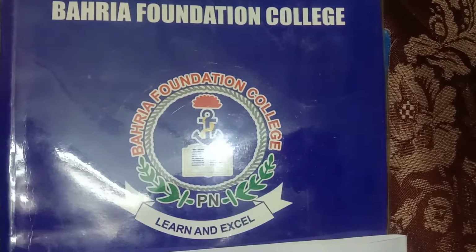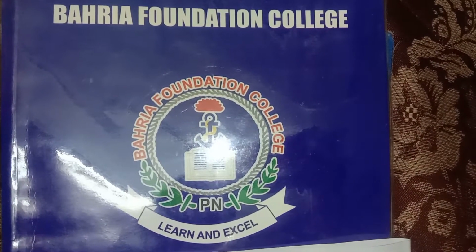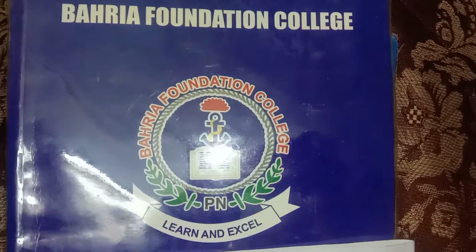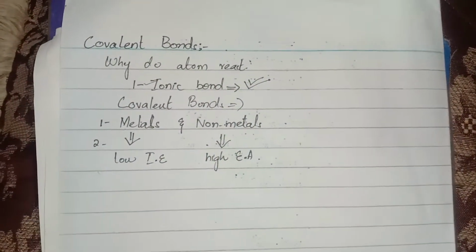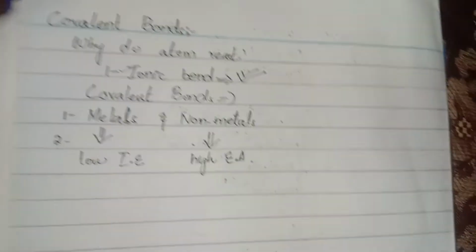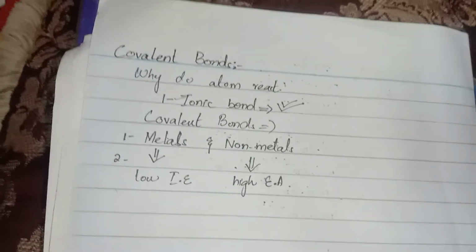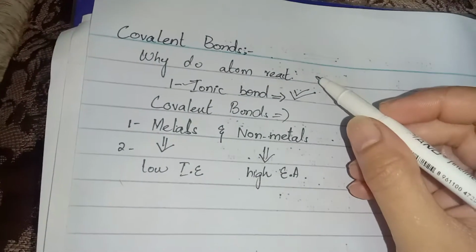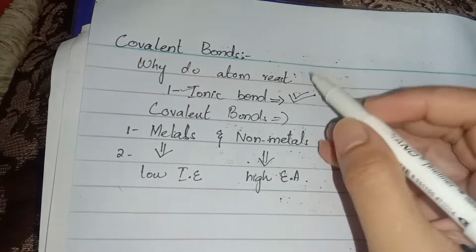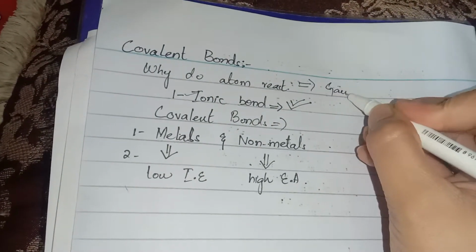Under the supervision of Pehriya Foundation College, Town campus, this is chemistry class, and today we are going to study the covalent bonds. This is the third main topic of our chapter, and earlier we discussed why atoms react. When we got the answer to why atoms react, we found that atoms react to gain stability.